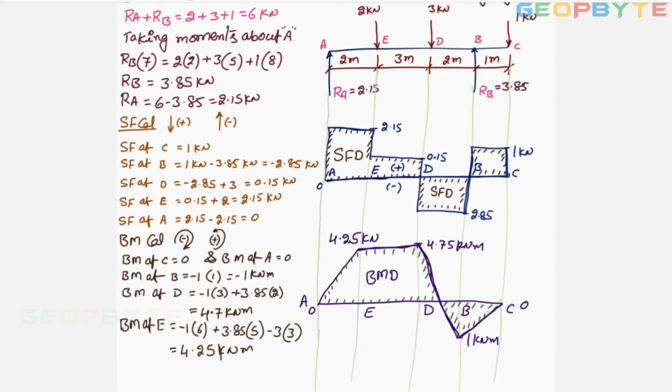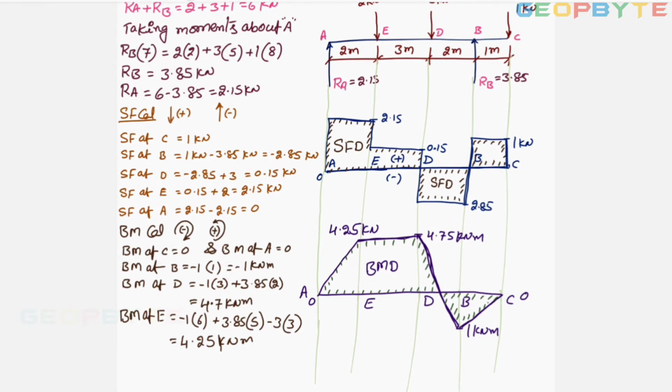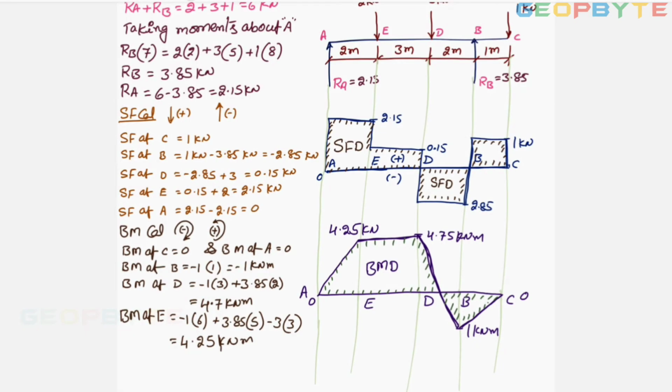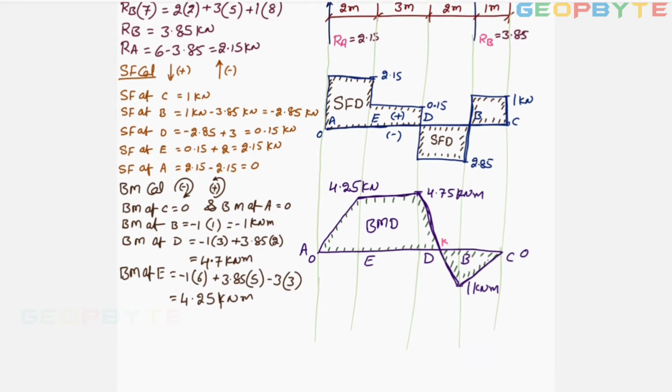That is the BM diagram. I hope all of you understood. One interesting point here is, look at the BM diagram. Somewhere at K, let us mark a point. Let this be K. At that K, the bending moment diagram changes its sign from negative to positive or positive to negative. That point is called the point of contraflexure.